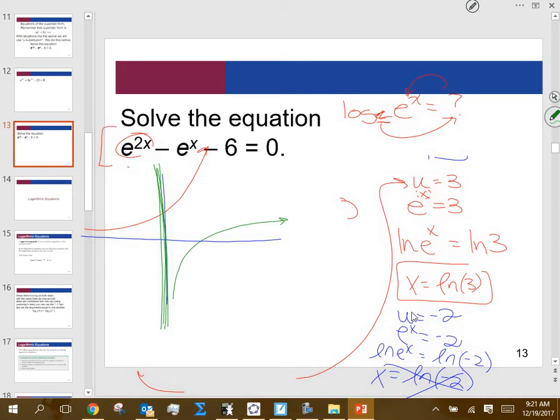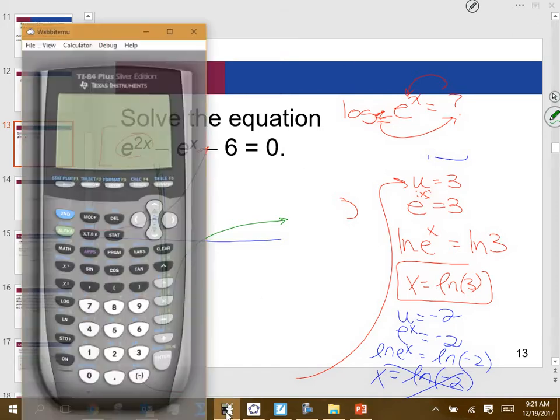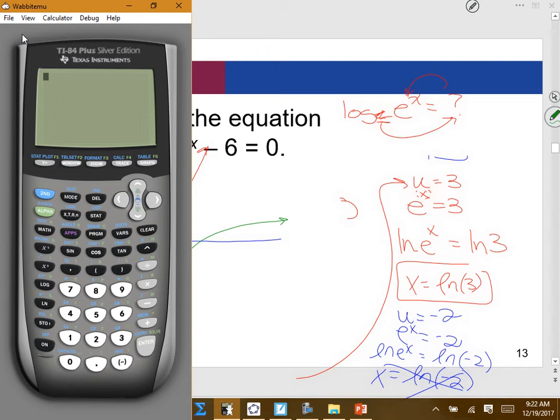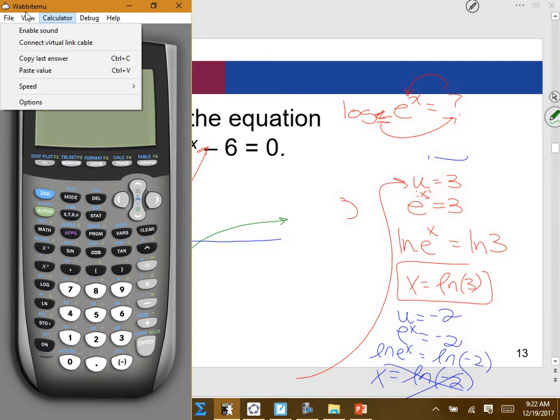All right, so how do I check myself calculator-wise? Let's go open our calculator up, and we will use, I'm not sure if I showed this technique to you guys yesterday. I think I've used it before.